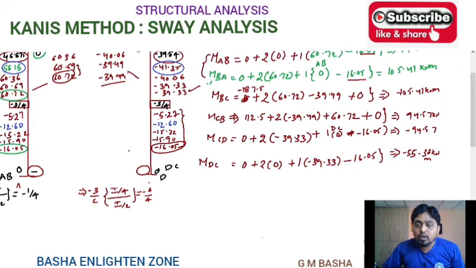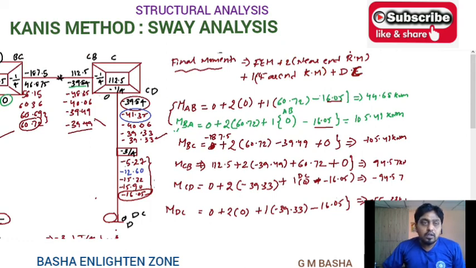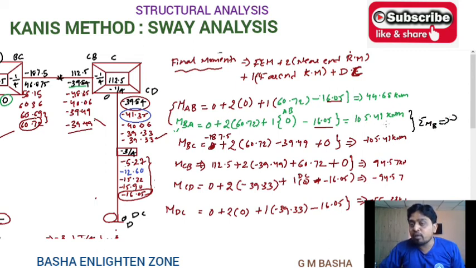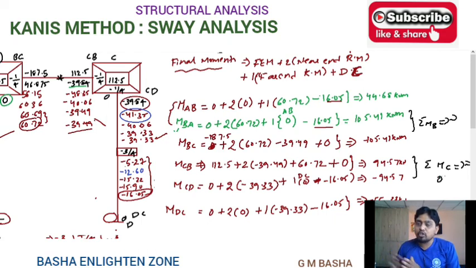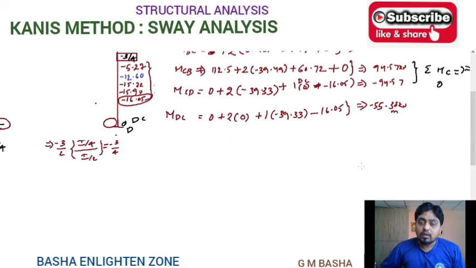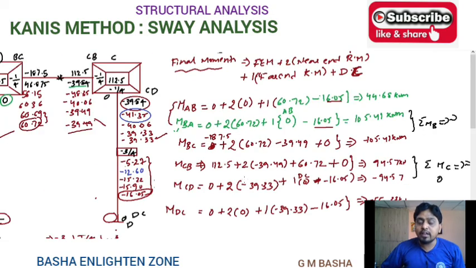And finally observe one thing. After solving the problem, check once that the sum of the moments at joint B will be equal to 0. That is 1.541 minus 1.541. Here the sum of the moments at the joints will be equal to 0. That is 94.5, 94.5. Approximately you may get 0.1 error, but it will be 0 only. So these are the final moments.